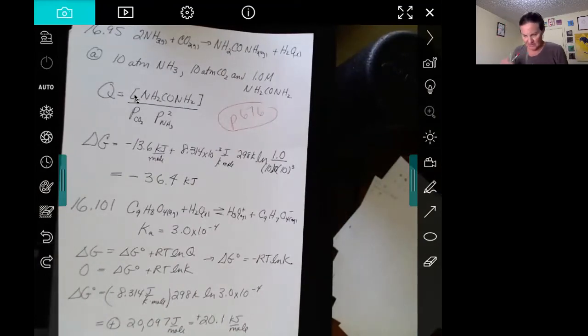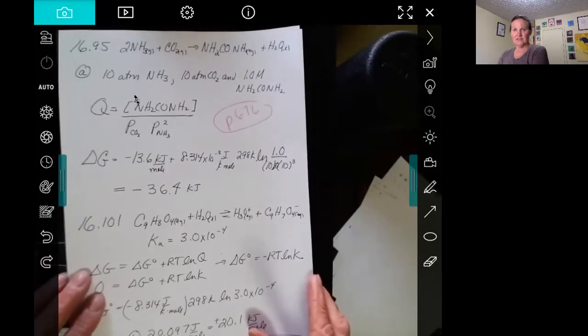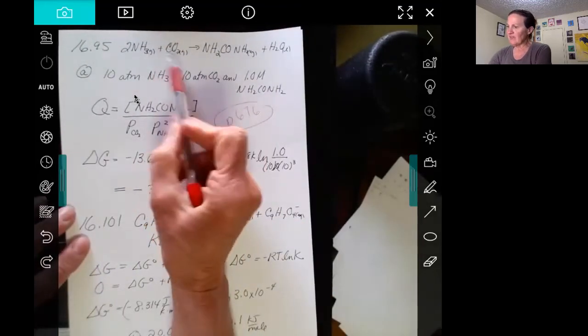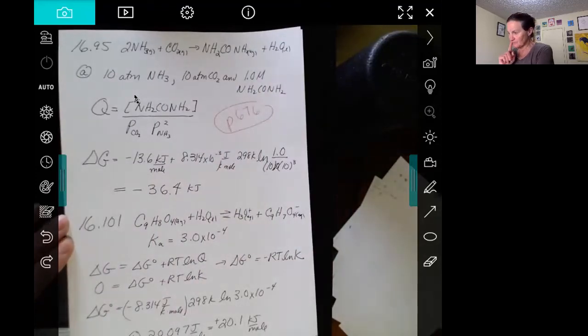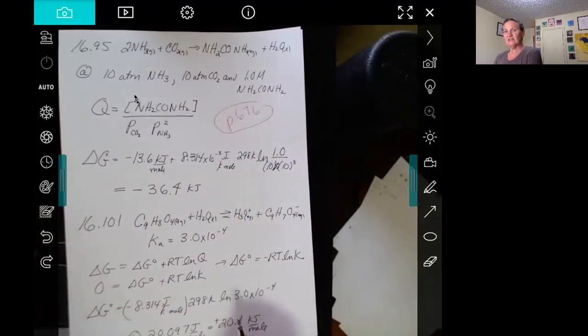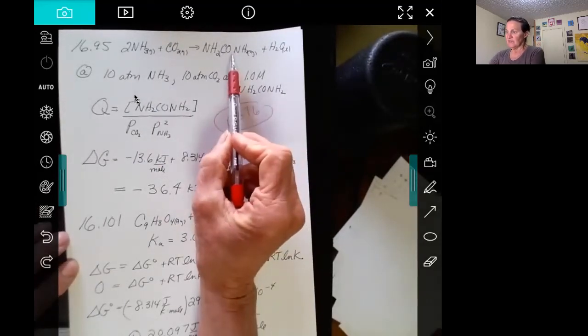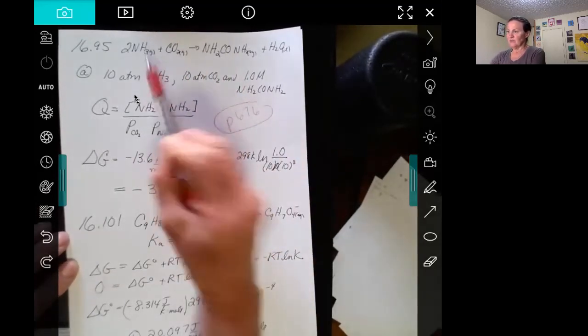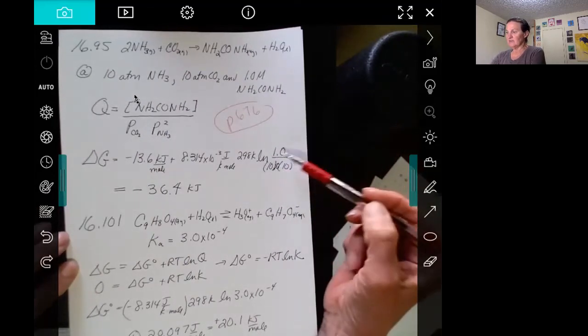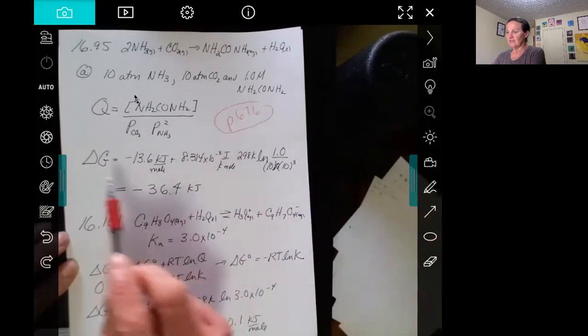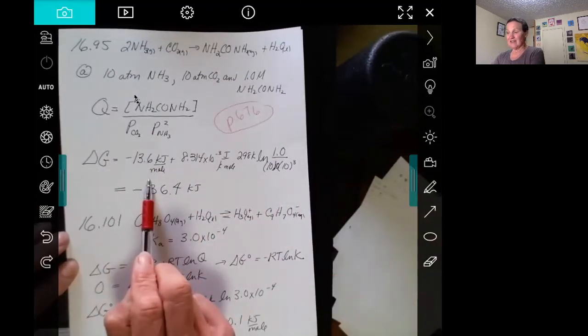In this one I'm only going to do the first one, but it's an important problem because this is something to pay close attention to. Notice we have gases and we have an aqueous solution. If we were working in the units for the standard state of each of those, this would be 1 molar, and each of these would be 1 atmosphere. If you put ones into Q, natural log of 1 is 0, and delta G would equal delta G naught.